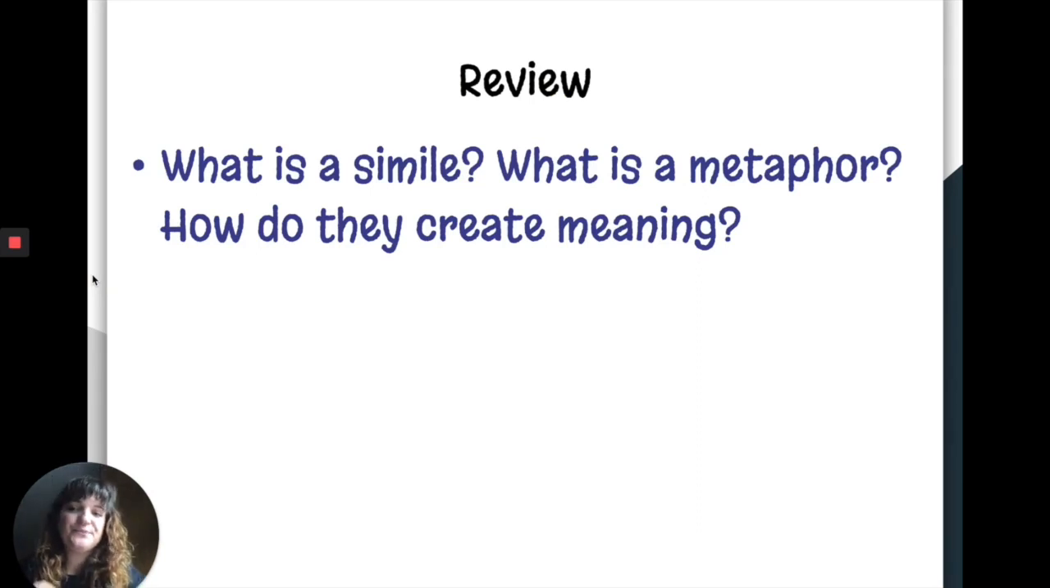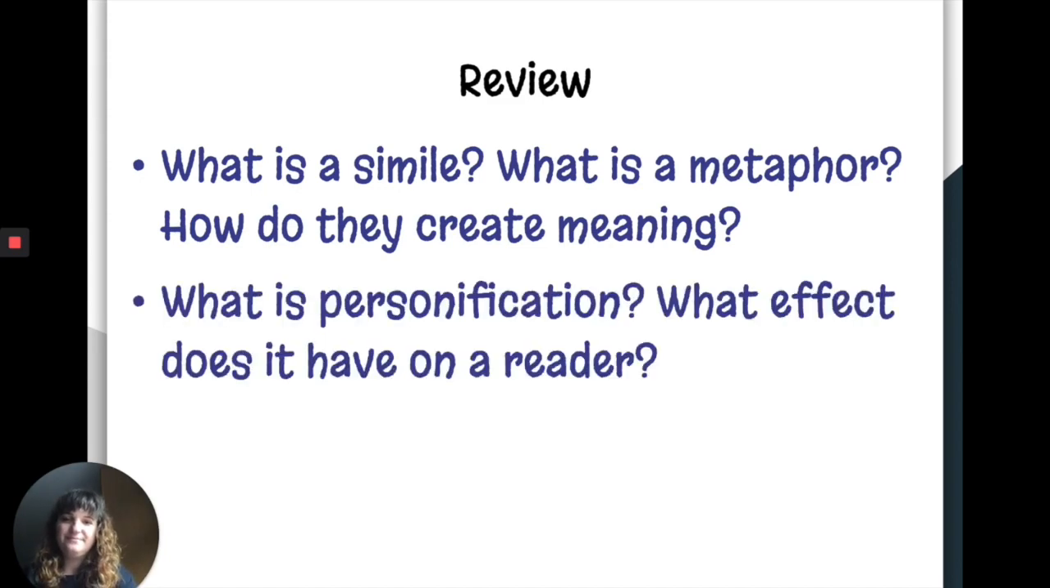So, to review, what is a simile? What is a metaphor? They're both comparisons, one with like or as, one without, and they create meaning by comparing two unlikely objects. Personification. What is it? What effect does it have? It gives human-like qualities to non-human creatures, objects, or ideas. By humanizing these things, we understand them better and we create more imagery for the reader.